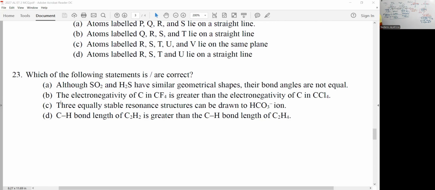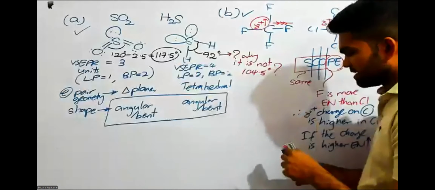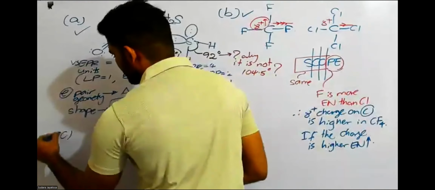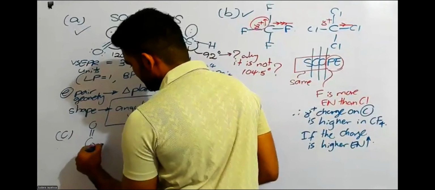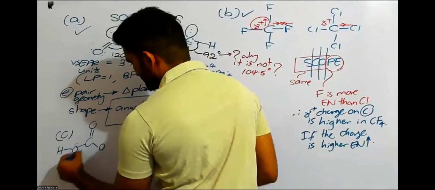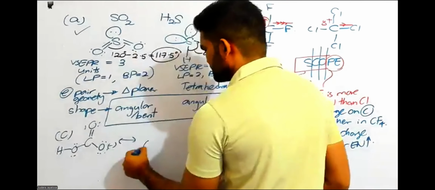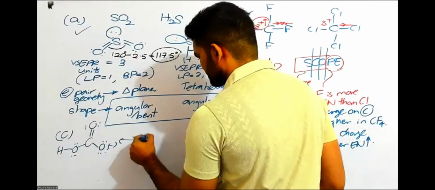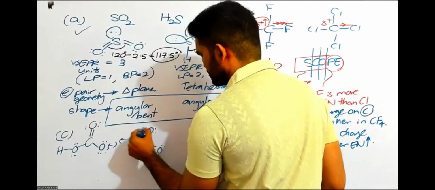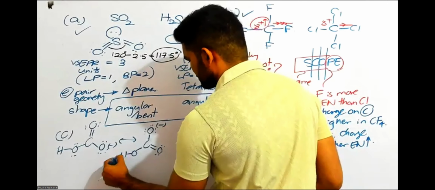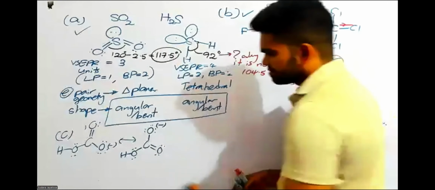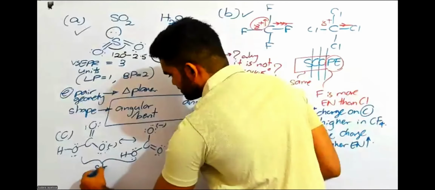Then look at this third statement. Three equally stable resonance structures can be drawn for bicarbonate, HCO3 minus. That is wrong. Bicarbonate has these three resonance structures. Let me draw them for you. Bicarbonate. The negative charge is here. And there's another resonance structure. The double bond moves to the other side. And these two structures are stable. These two are stable, no problem.